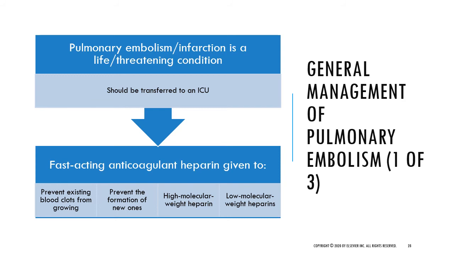Doctors strive to achieve a full anticoagulant effect in the first 24 hours of treatment. This is typically followed by administration of a slow-acting oral anticoagulant such as Coumadin, warfarin, or something similar. Heparin and warfarin can be given together for 5 to 7 days or until blood tests show that the patient is effectively anticoagulated.